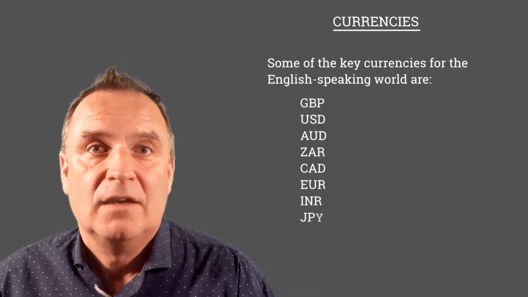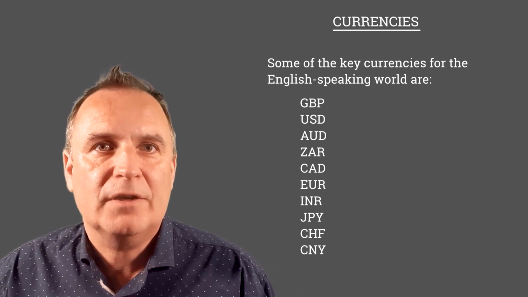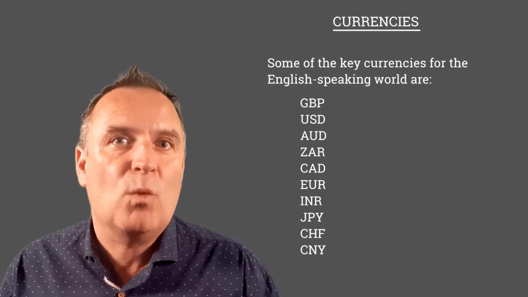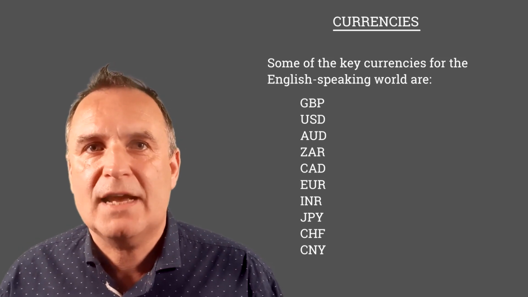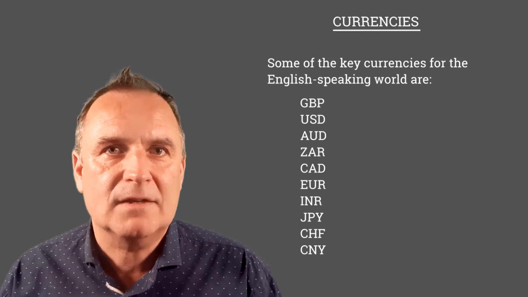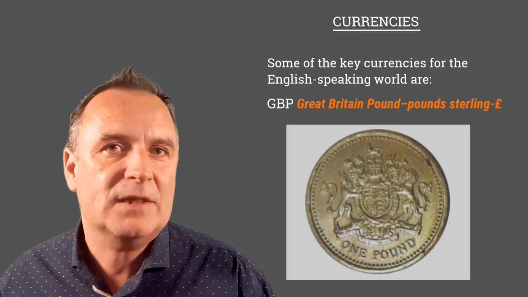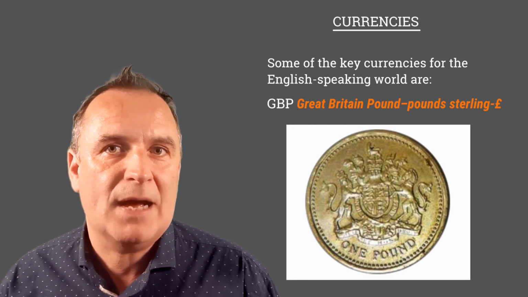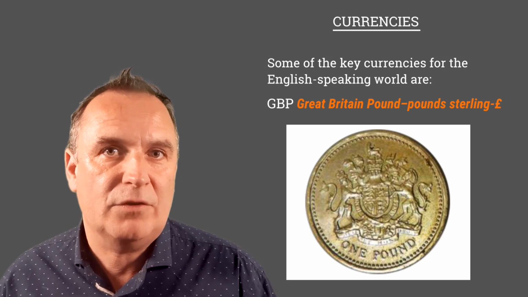Now, let's run through some of the key currencies, certainly for the English-speaking world. And here you can listen to the pronunciation and the way that we say these currencies. Now, of course, every currency has a symbol and a ticker code, an ISO code. And we started with the pound sterling. GBP is the pound sterling, and this, of course, is for Great Britain and the United Kingdom.